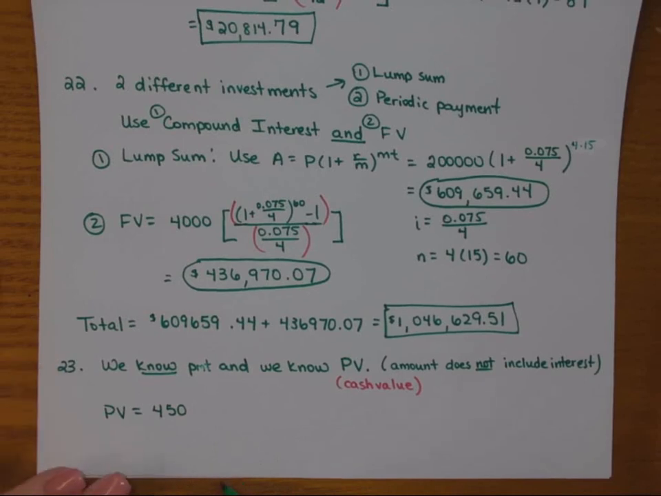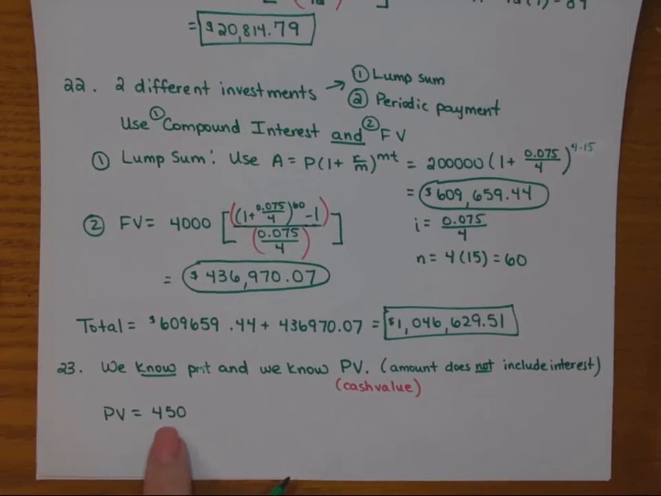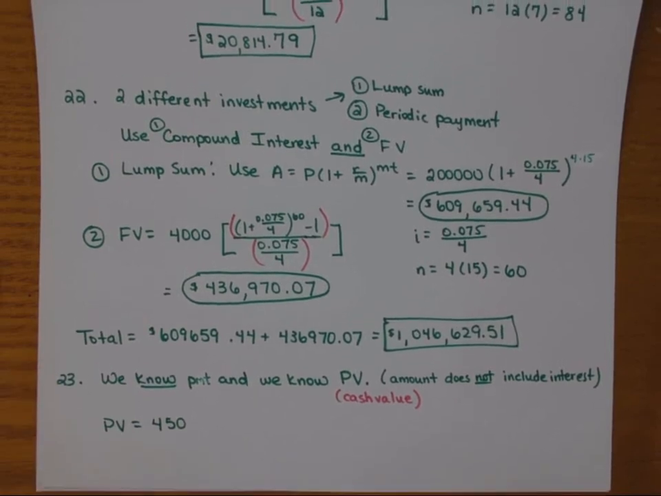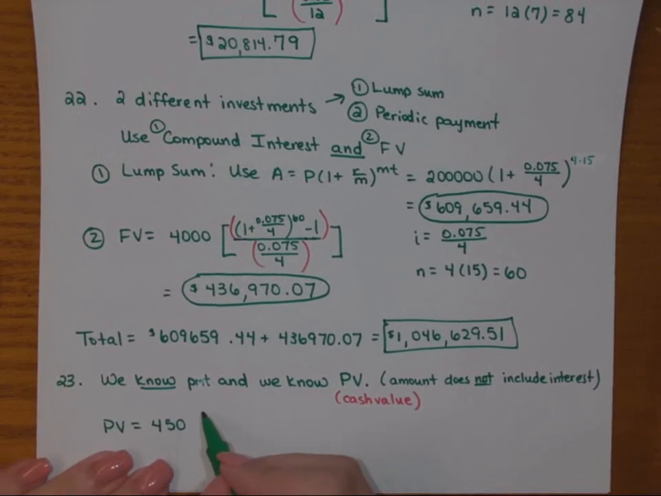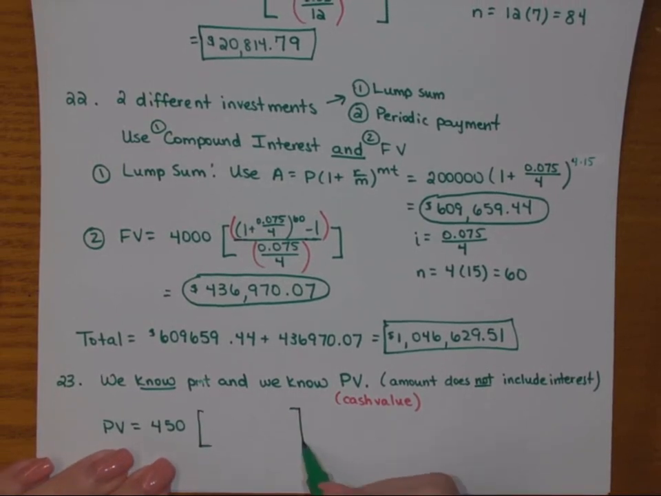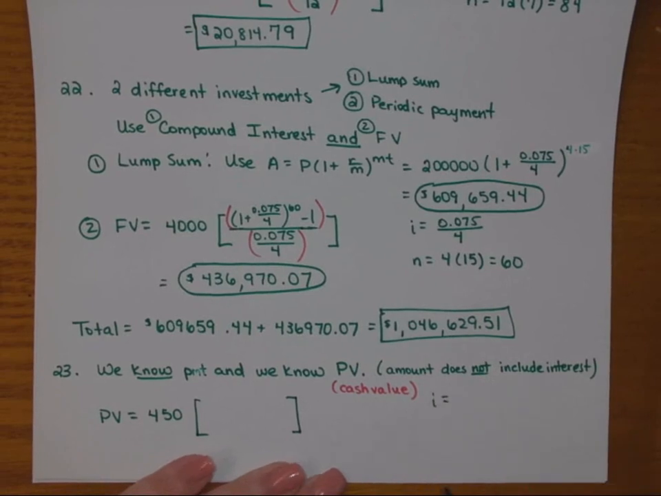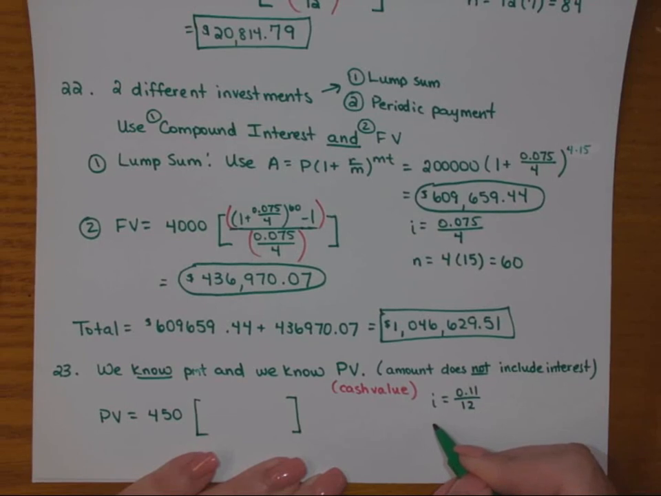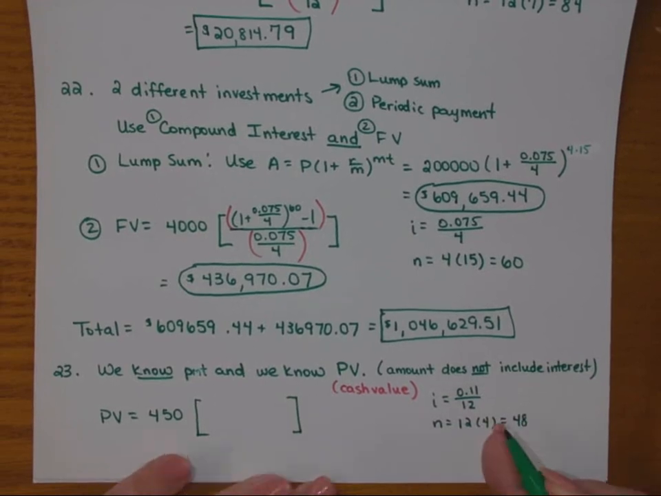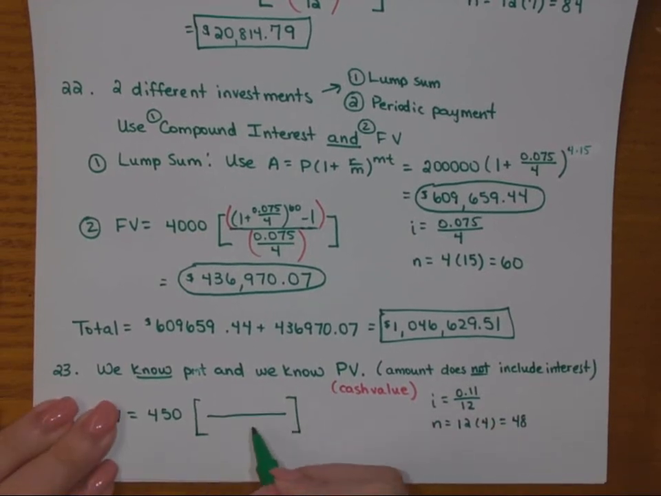And then the formula that we use when we know the payment and we want to know the present value looks like this. It is a bracket, as always. And then again, let's write off to the side what we have. We have 11% a year, compounded monthly. As far as N goes, we are making monthly payments for 4 years, so we have 48 payments. So this looks like this, right? It's 0.11 over 12.